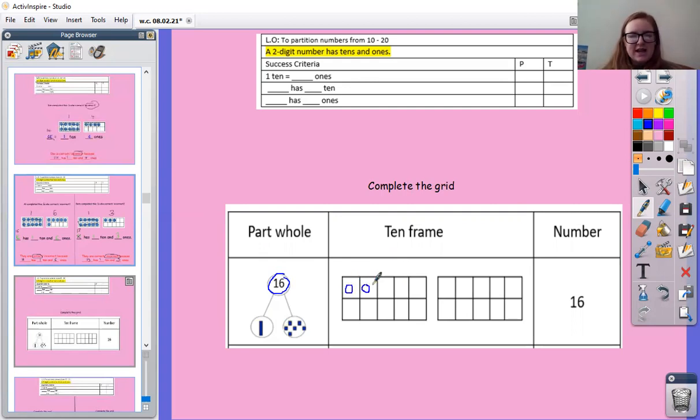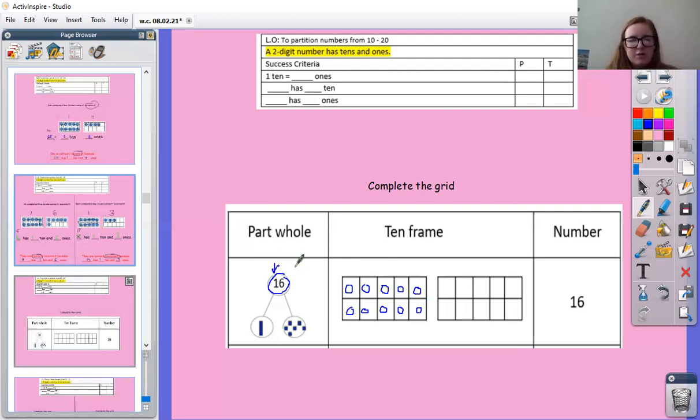So I need to put 10 counters in my tens frame to show that this tens frame is full and it is representing 1 ten. So I fill this tens frame up with 10 ones, which is the same as 1 ten. So that's 10 ones, 1, 2, 3, 4, 5, 6, 7, 8, 9, 10 ones make 1 ten. So I've now put my 1 ten into my 16. 16 has 1 ten. Fantastic.